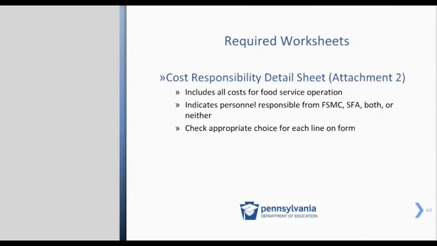You would complete the form by placing an X in the appropriate column that the duties are to be assigned. For example, using the Labor for Employees section, if both the SFA and the FSMC are retaining employees, an X would be placed in the SFA and the FSMC columns. If either the SFA or the FSMC are retaining all the employees, an X would be placed in the appropriate column. If any items listed do not pertain to your needs, you would then place an X in the N/A column.